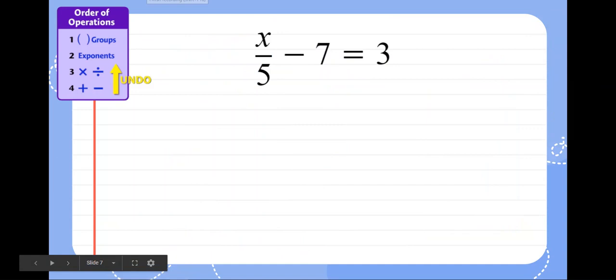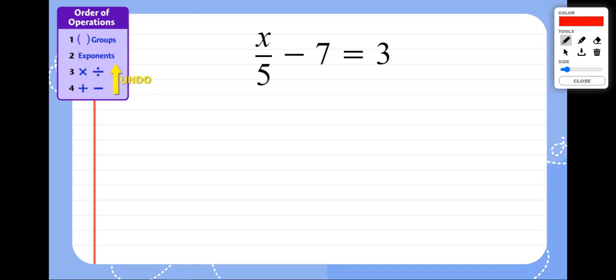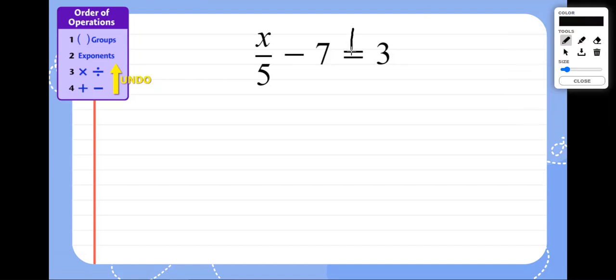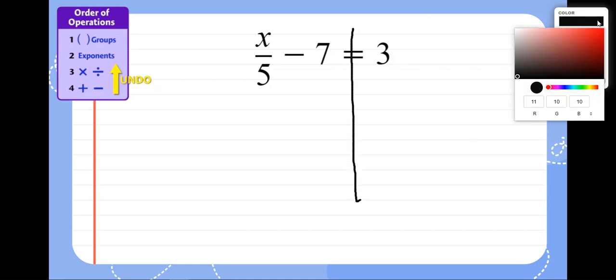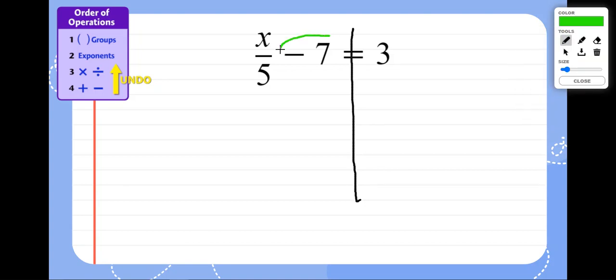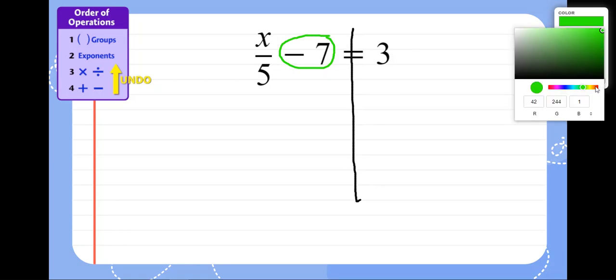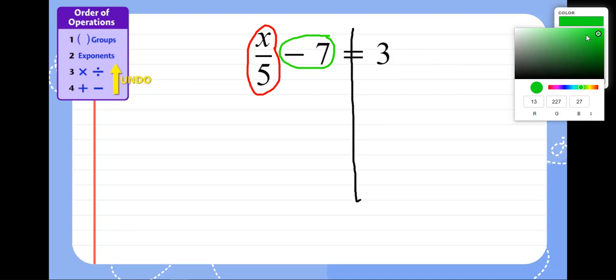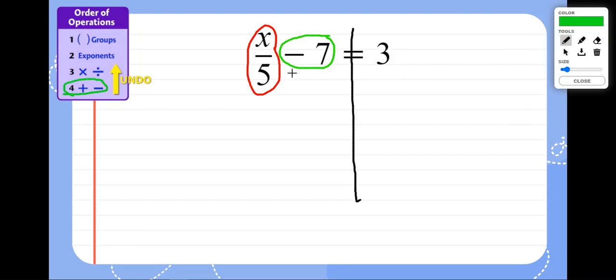So here you can try this one on your own, and then we'll go over it together. So hopefully you started by drawing a line through your equation and figuring out what your operations were. Okay, so it looks like we have 2 operations. We have a minus 7, and we have x divided by 5. Inverse order of operations tells us that we need to begin with our addition and subtraction. So we'll do that first.